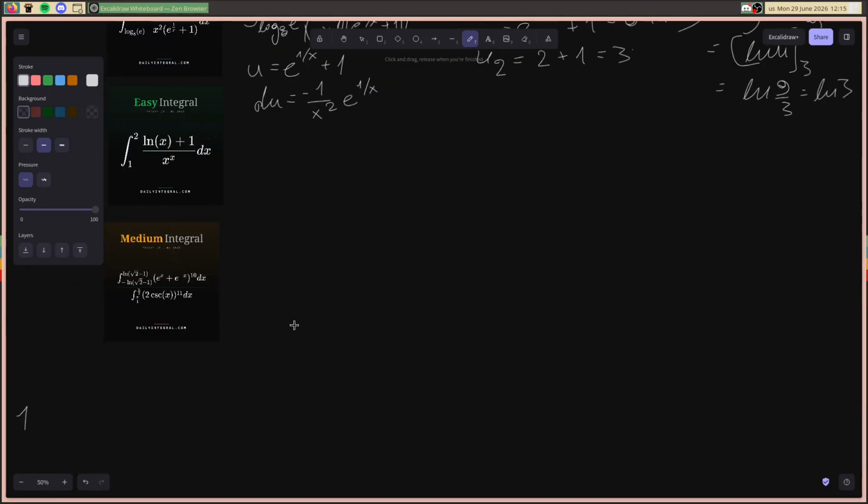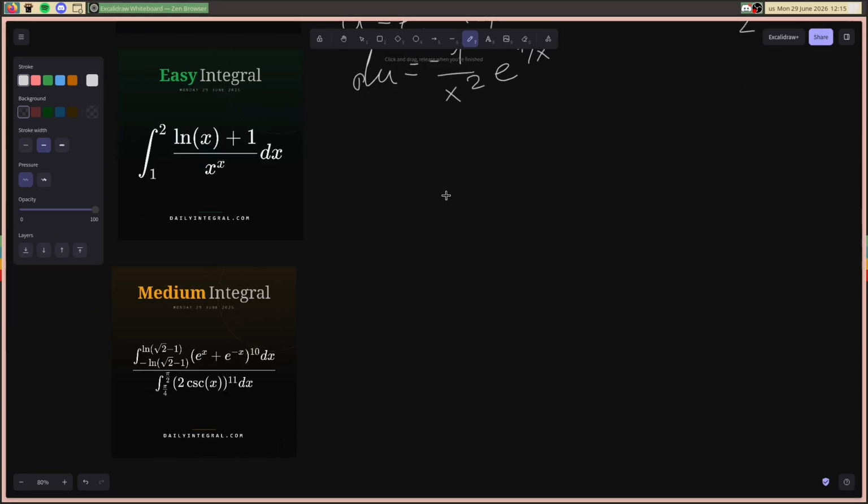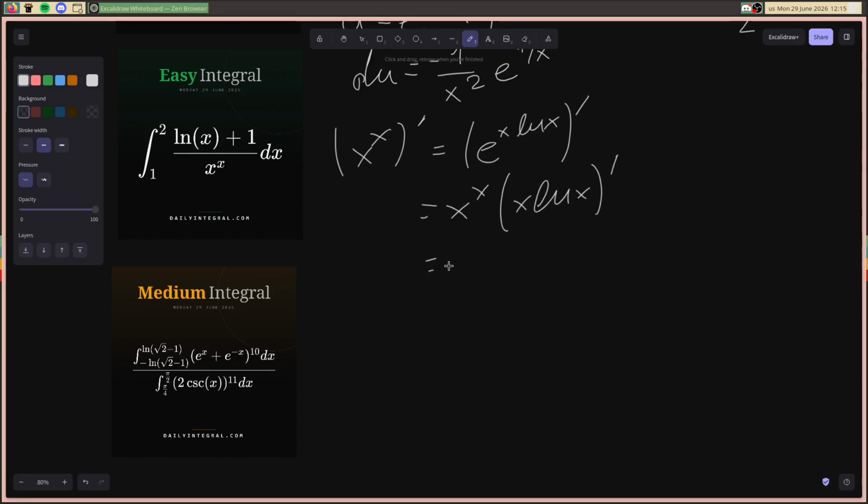The easy one is actually, I'm pretty sure, technically speaking, easier than the beginner one, but you have to have differentiated x to the x before. So x to the x prime is equal to e to the x ln x prime, which evaluates to x to the x times x ln x prime, which is just 1 plus ln x. So this numerator is part of the derivative of the denominator.